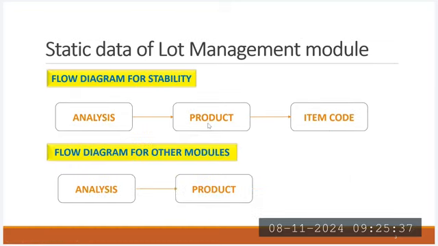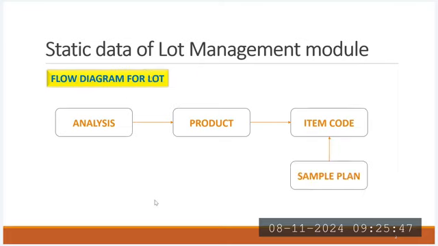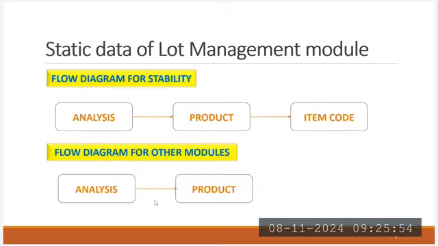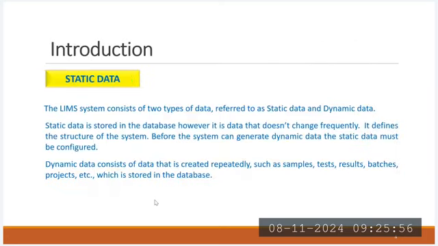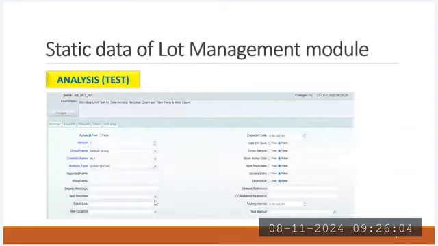Same like stability. When we go for stability: analysis, product, item codes. When we go for other modules like analysis and product, module wise, there are some logics on which tables need to be prepared and which tables no need to prepare. And here I am giving some examples, like some basic description details: what is the use of static data and how the tables will be available.